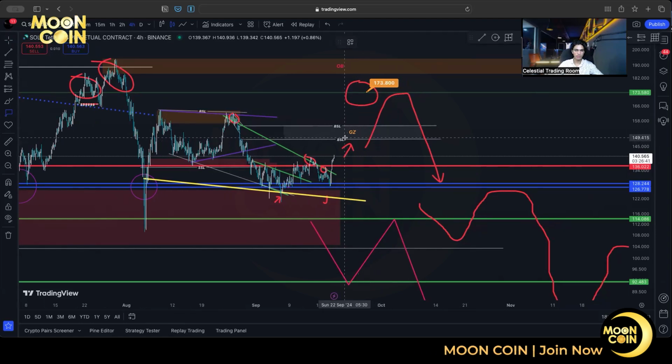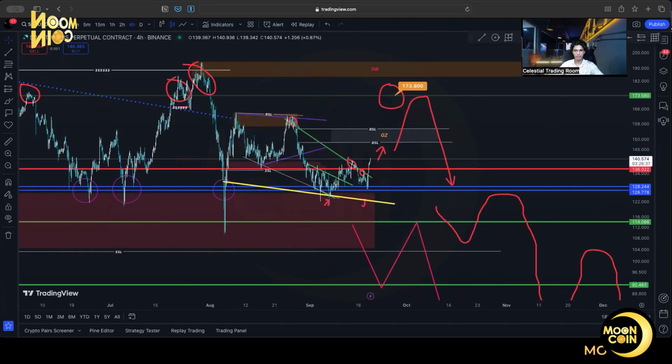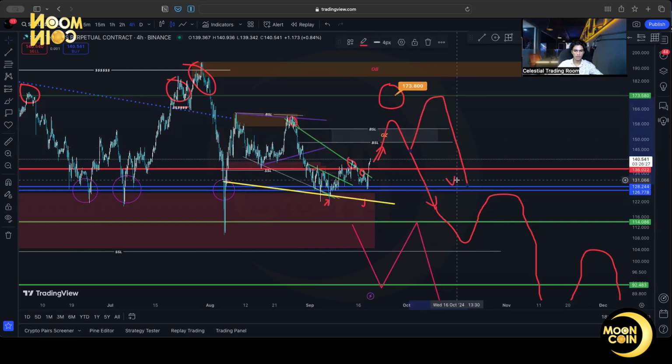But if the ETH and BTC dump in the future, we can expect the market to move this way. Anyways, that's a healthy move for the dump.